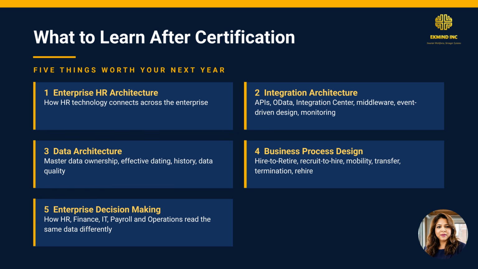Number three, data architecture. Understand master data ownership, effective dating, historical dating, future dated transactions, data quality. Number four, business process design. Don't just learn system functionality, understand hire to retire, recruit to hire, transfer, promotion, global mobility, termination, rehire. Number five, enterprise decision making. Learn how HR, finance, IT, payroll, and operations look at the same employee information differently. That's where architecture gets interesting.